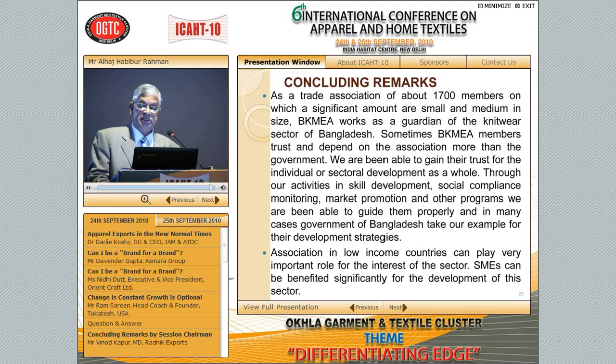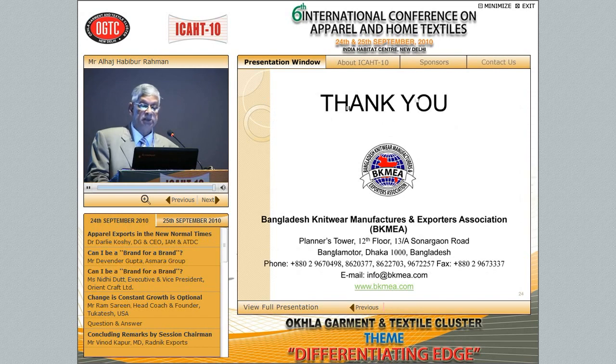Through our activities in skill development and social compliance monitoring, market promotion, and other programs, we have been able to guide them properly. In many cases, the government of Bangladesh takes our example for development strategies. Associations in low-income countries can play a very important role for the interest of the sector. SMEs can benefit significantly from the development of this sector.